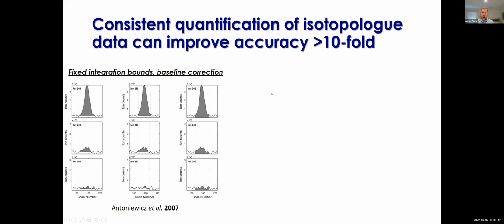And so there's been some work done over the years to try to figure out how to do more consistent quantification of isotopolog data, which at the end of the day can improve the accuracy by more than 10-fold. One example of this is from Maciek Antoniewicz, who showed that just by making sure that you use the same fixed integration bounds to quantify all of the isotopologs in a given metabolite series, as well as making sure you use a consistent approach for baseline correction for each of those isotopologs, you can get substantial improvements in the accuracy of the isotopolog ratios that are ultimately calculated.